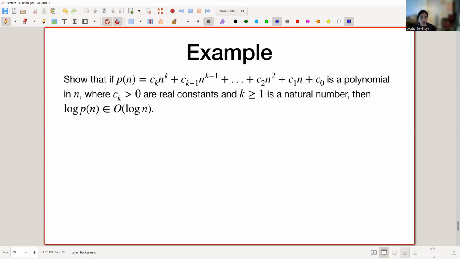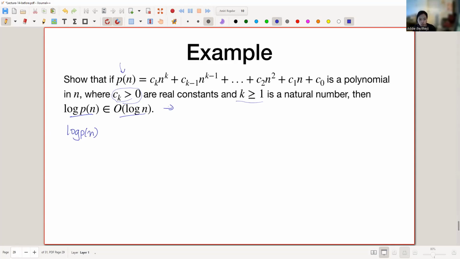So we want to show that log p of n is big O of log n. And we have that p of n is some polynomial in n, where our constants are greater than 0, and we have that k is at least 1. So because we're dealing with log p of n, we need to first start with log p of n.